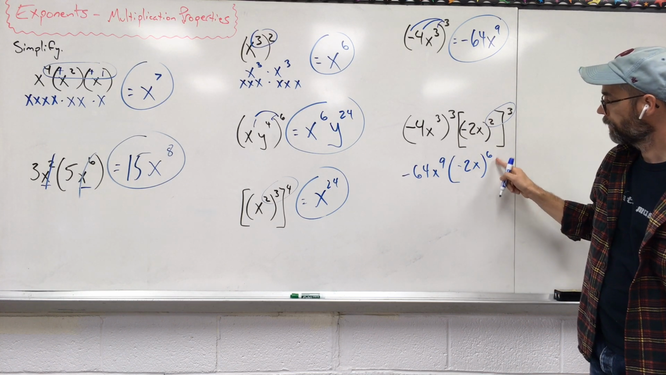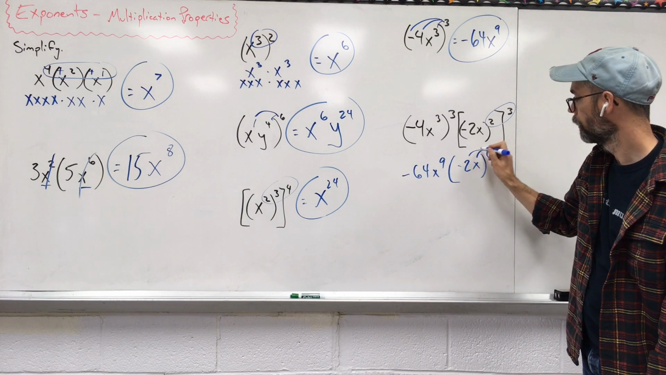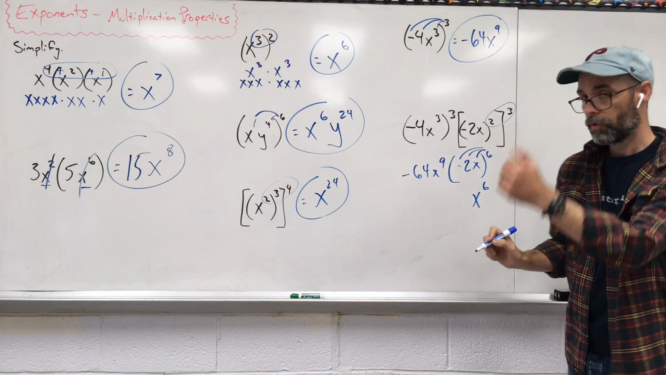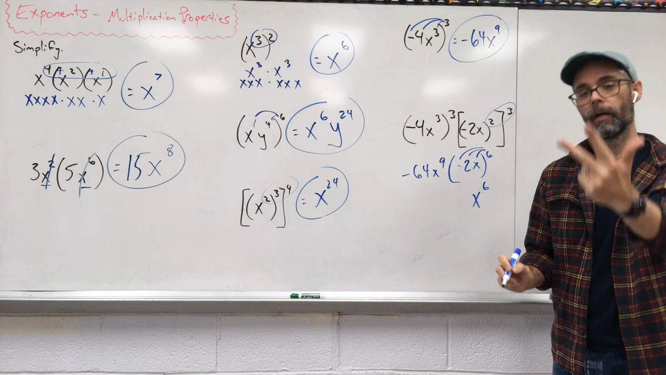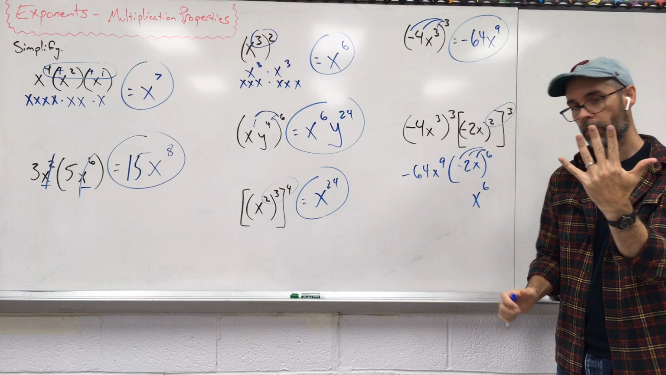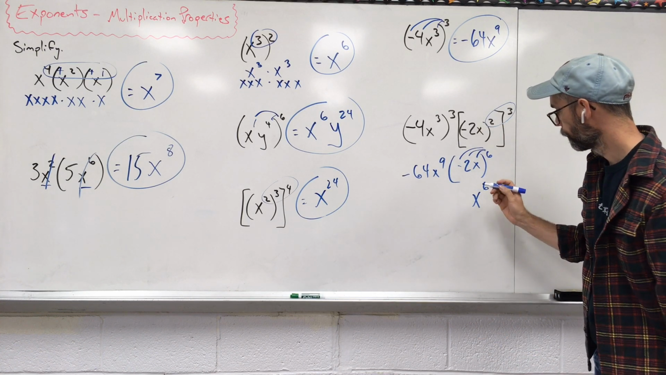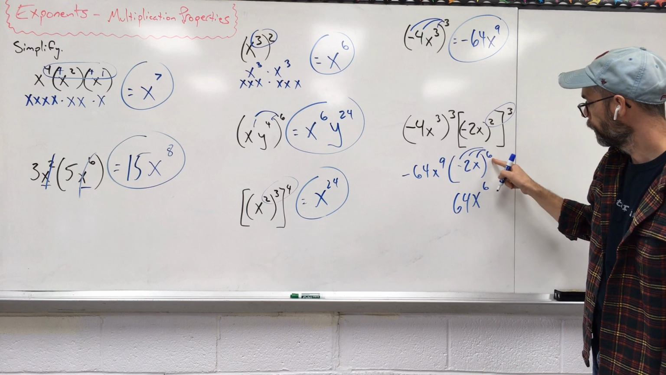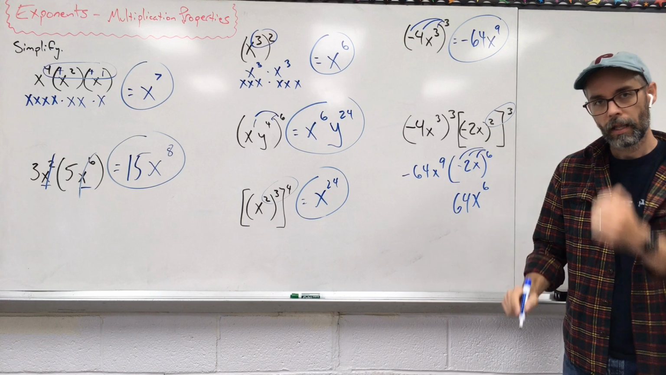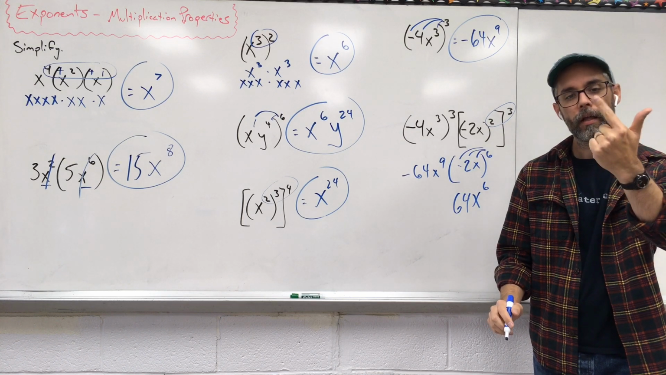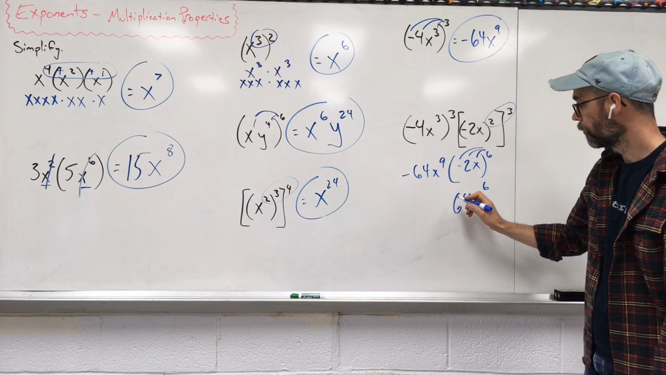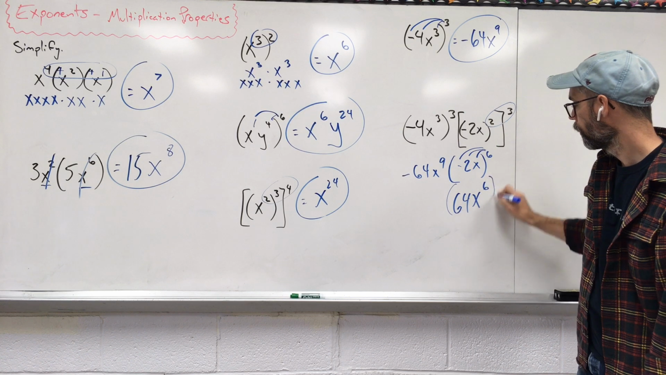Let's take this 6 and distribute it to everything. So x to the 6th power. 2 to the 6th power: 2 times 2 is 4, again is 8, again 16, 32, one more, 64. 2 to the 6th power is 64. Now a negative being raised to the 6th power. Negative times negative, positive. Negative and negative, another positive. Negative and negative, positive. So we know we're going to have a positive 64. We don't need to show anything there.